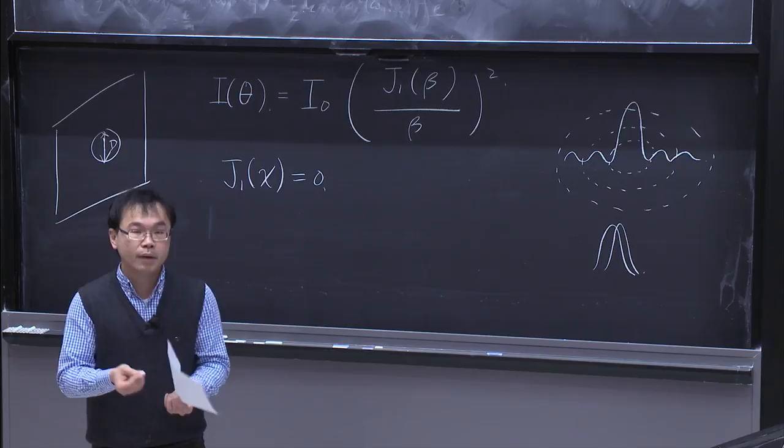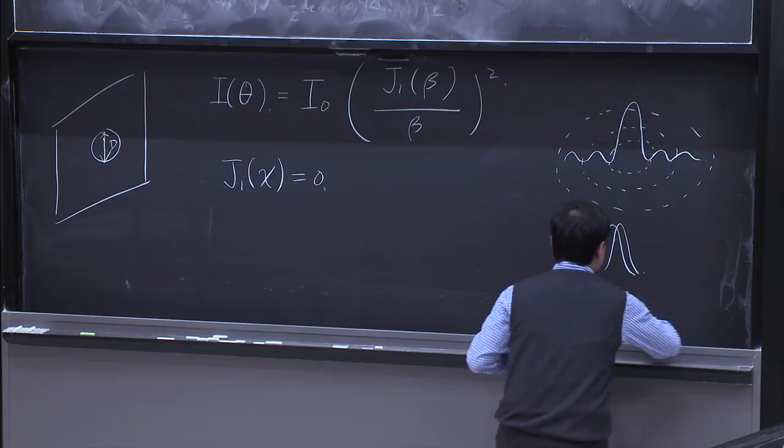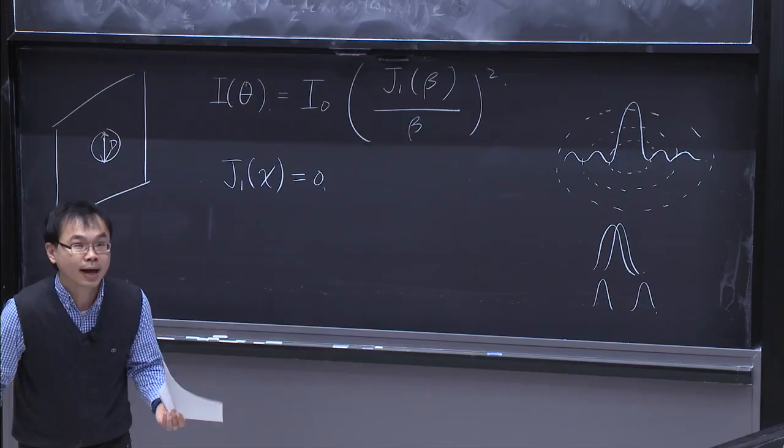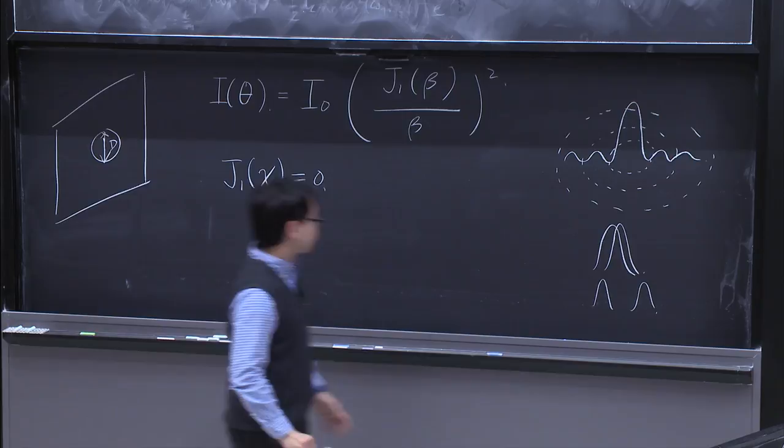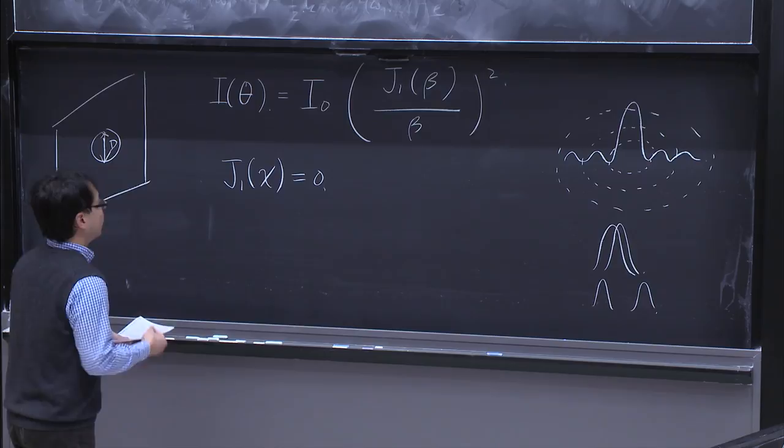On the other hand, if the distance between these two peaks is larger than the first minima, then I can be very safe. I can say that this is two peaks, two stars, two light sources. I can tell, all right? So that is why this is important. And where is the minima? I can already solve that for you.